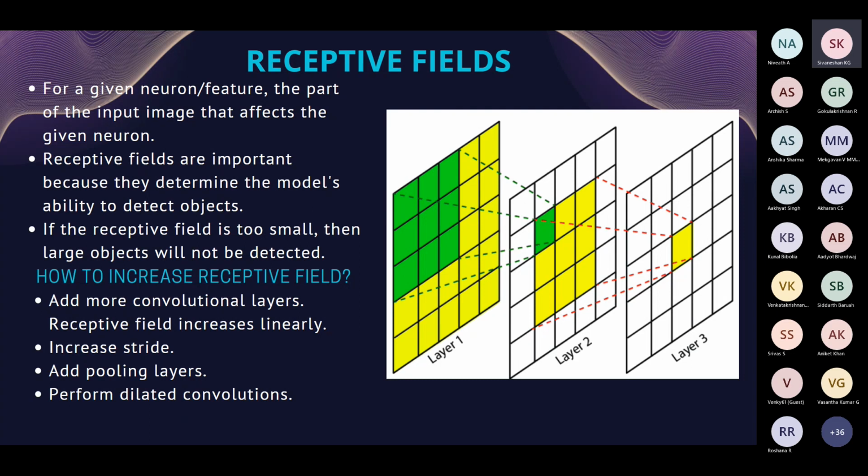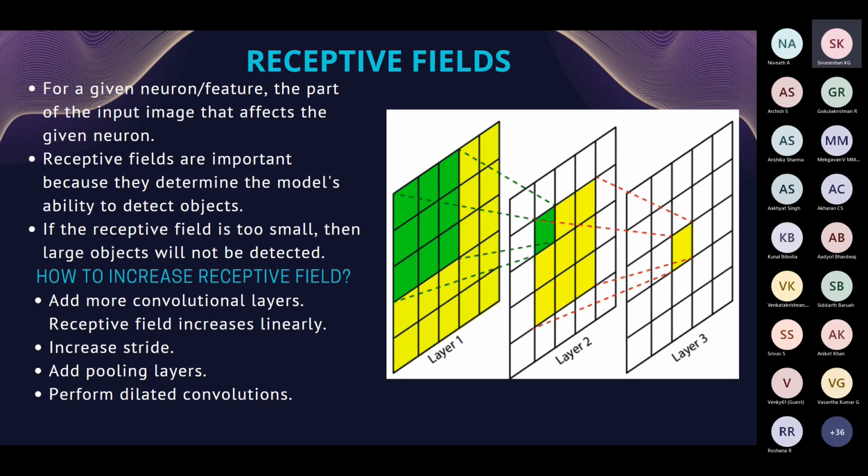If your receptive field is too small, then if a particular object is covering the entire image, that object would not even be detected. So you try to increase your receptive field as always. How do you increase the receptive field? You add convolutional layers. You can see that in layer 3, your yellow pixel has a much larger receptive field than your green pixel in layer 2. So adding convolution layers increases the receptive field, and then you can increase the stride.